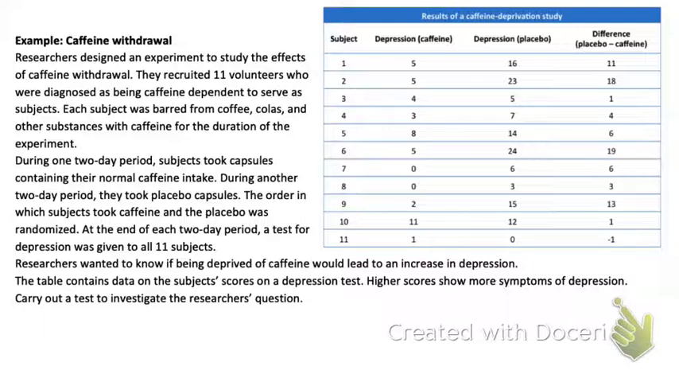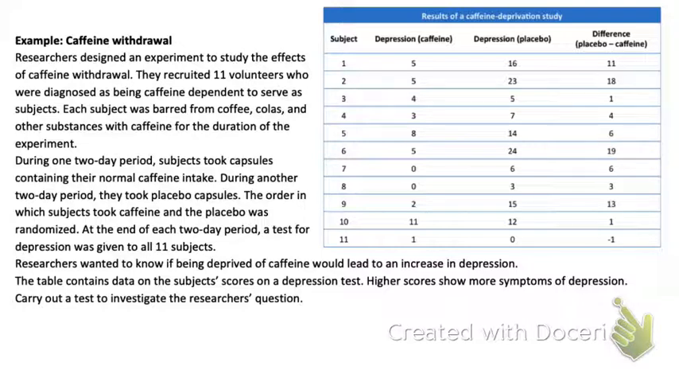Now, the final column is the difference. We're taking the placebo score and subtracting the caffeine score. Now, if caffeine lowers depression, so my caffeine score should be lower, if that's true, then I should be expecting to see positive numbers here, right? And for most of them, I do see that, and the only person that's different is number 11.